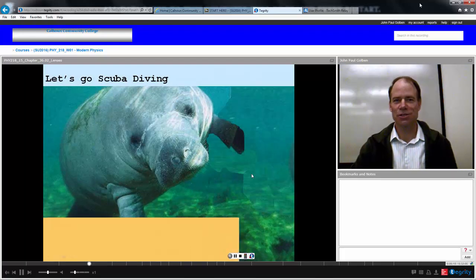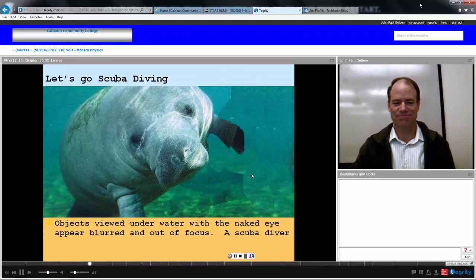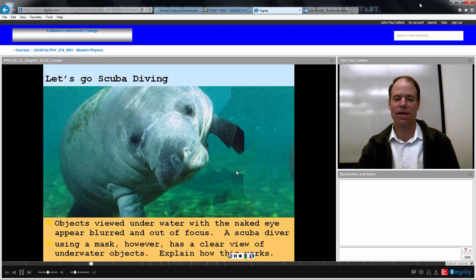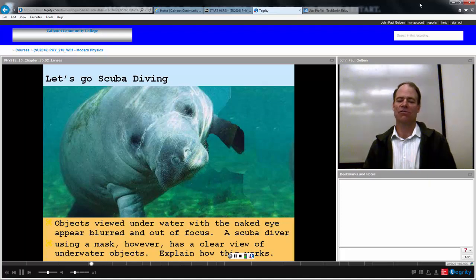Let's go scuba diving. Objects viewed underwater with a naked eye appear blurred and out of focus. A scuba diver, using a mask, however, has a clear view of underwater objects. Explain how this might work.